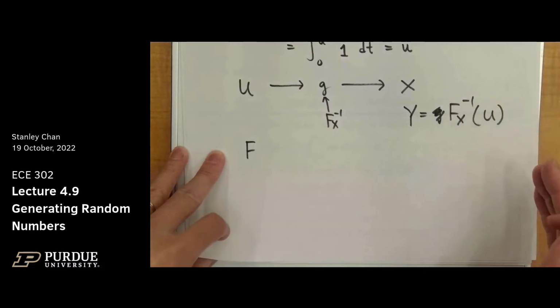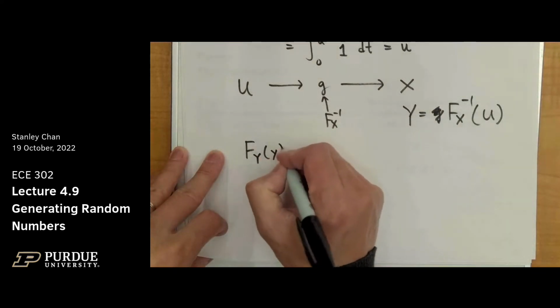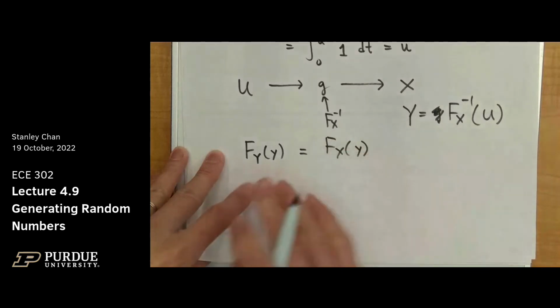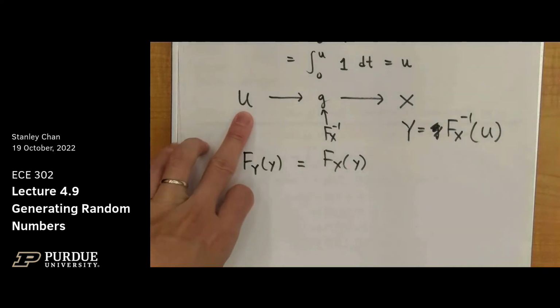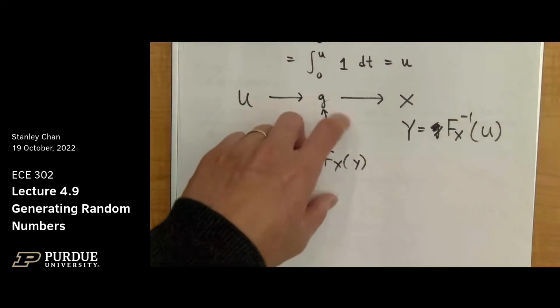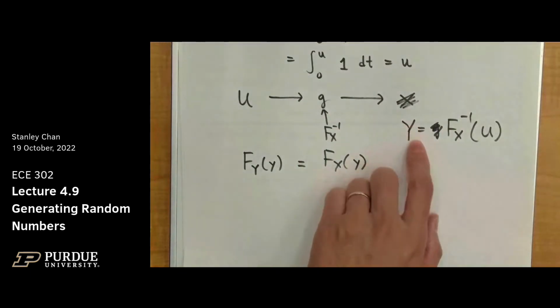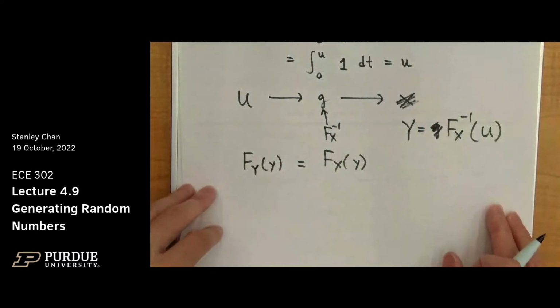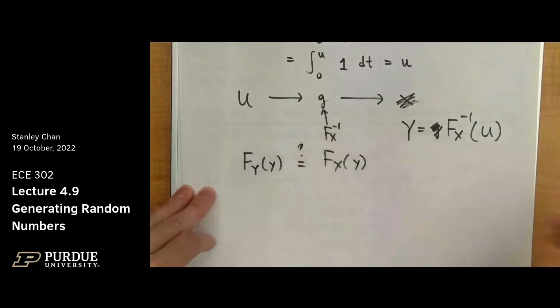And what I want to show is that F_Y of, let's say, y has to equal F_X of y. If I can show that, then I have shown that if I send in a uniform random variable U, it goes through this transformation to get to the new random variable. Let's not call it X, let's call it Y. Y will have the exact same form as what I wanted, which is the CDF of X. So this is the input, this is the output I want to show. Whether this is true or not.